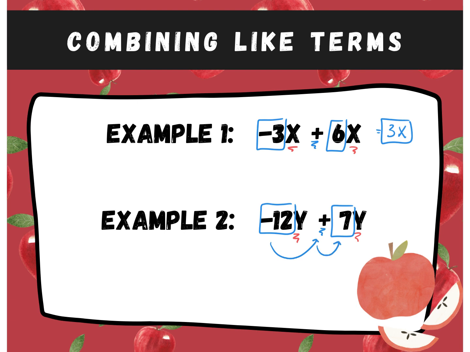Negative 12 plus 7, I know, is negative 5. And then remember, if I'm adding negative 12 y's and 7 y's, what I end up with is negative 5 y's.